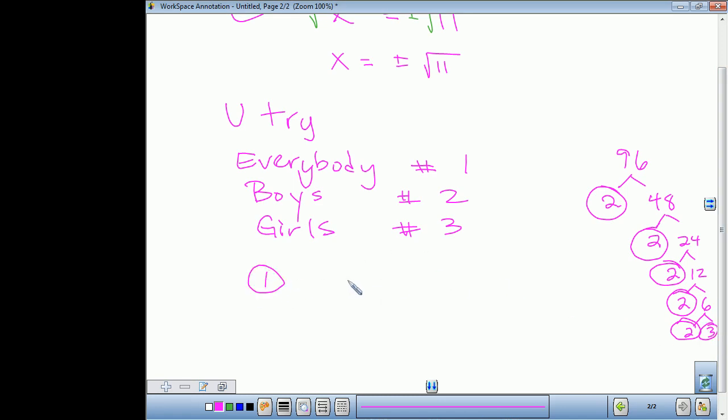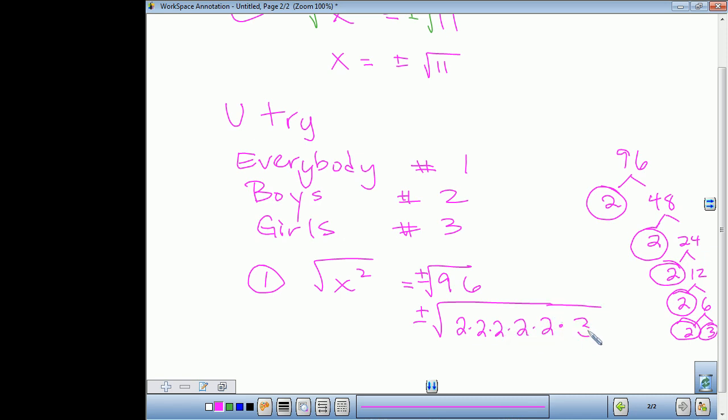So for number 1, if you think about the old way, 4 roots 6. We have 1, 2, 3, 4, 5 twos and a 3. That makes more sense. You like it better like that?